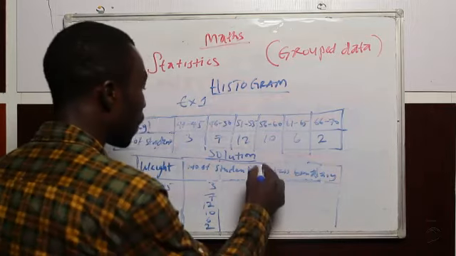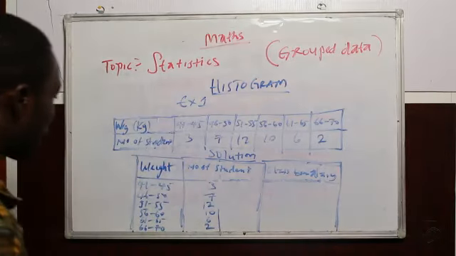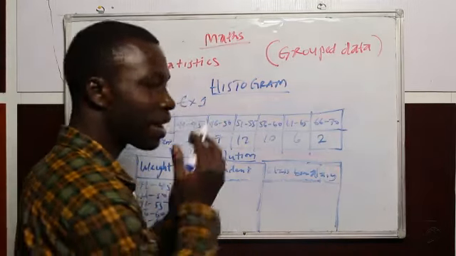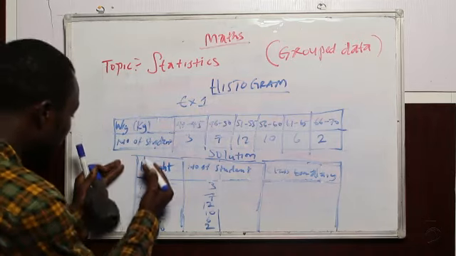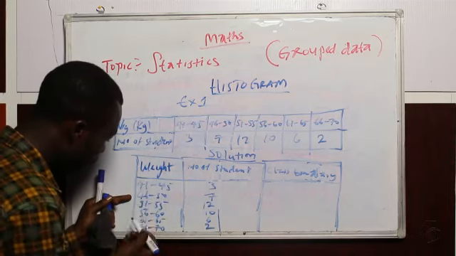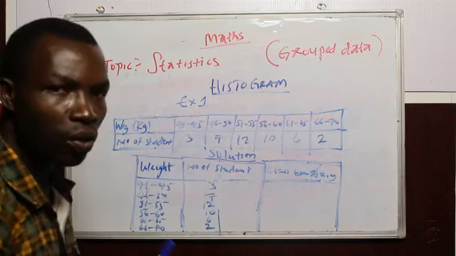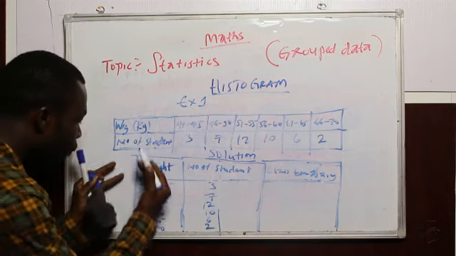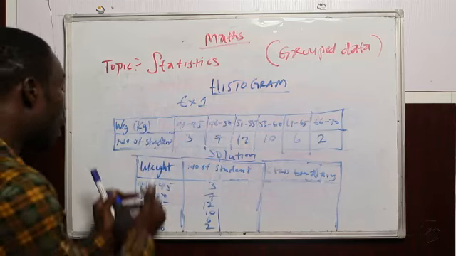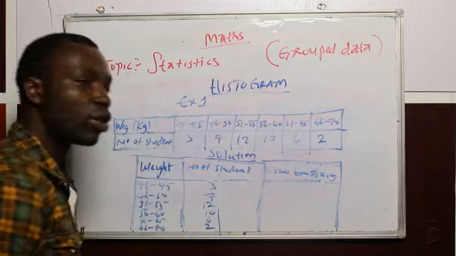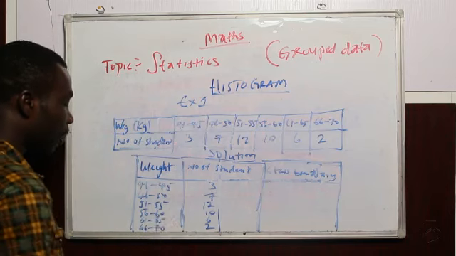Then how do we calculate our class boundary? I want you to listen very well to this class boundary. There is what we call upper class boundary and lower class boundary. Now, this is the lower class boundary: 41, 46, 51, 56, 61, 66, they are called lower class boundary. We deduct 0.5 from all the lower class boundary, and we add that 0.5 to all the upper class boundary. Our upper class boundary is 45, 50, 55, 60, 65, 70.